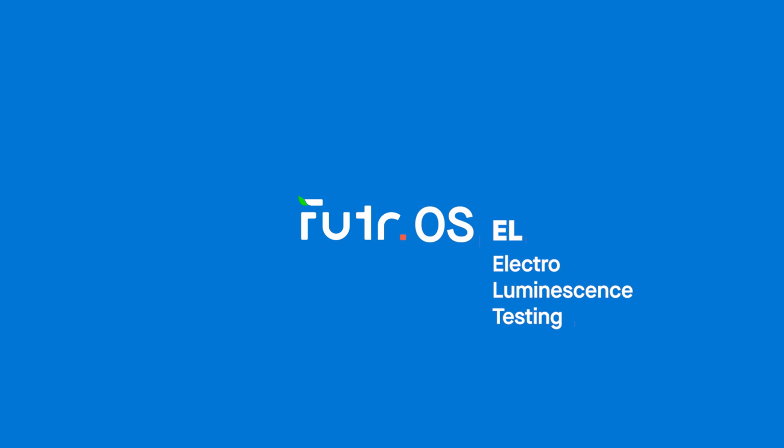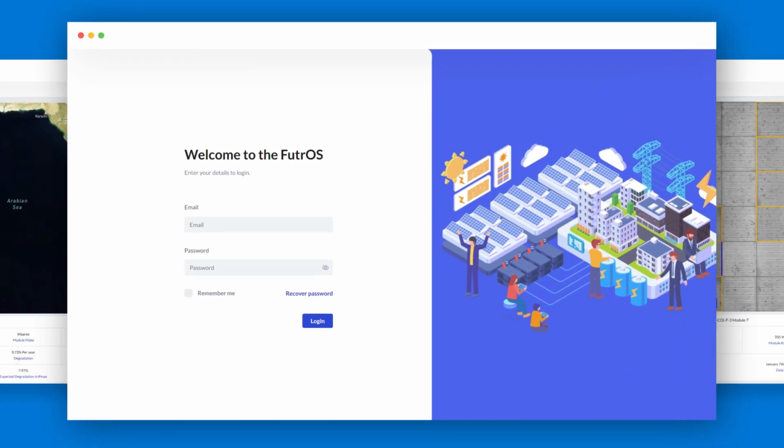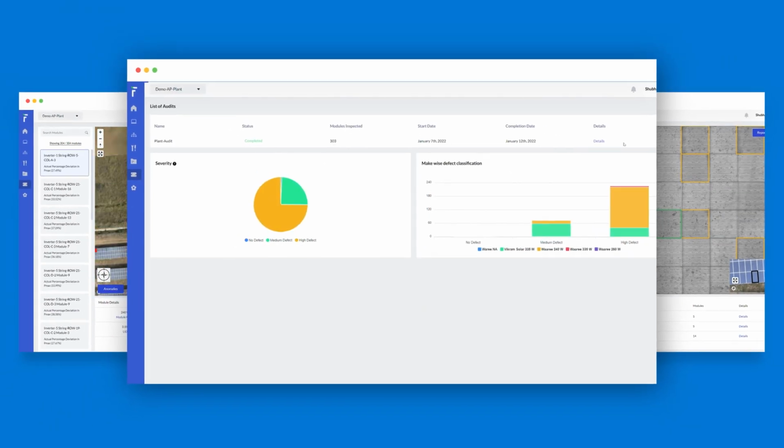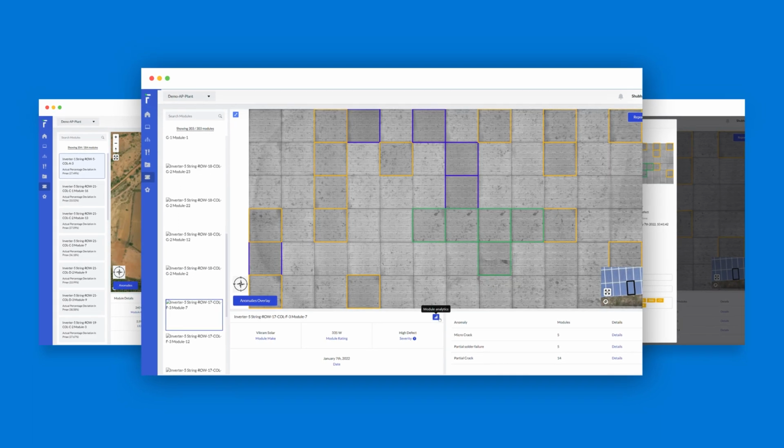Futr OS EL testing provides a thorough and proactive approach, ensuring the structural soundness of solar modules and optimizing their performance throughout their life cycle.